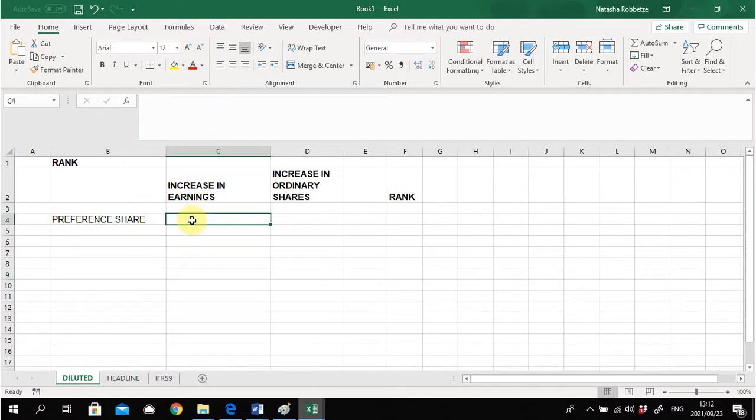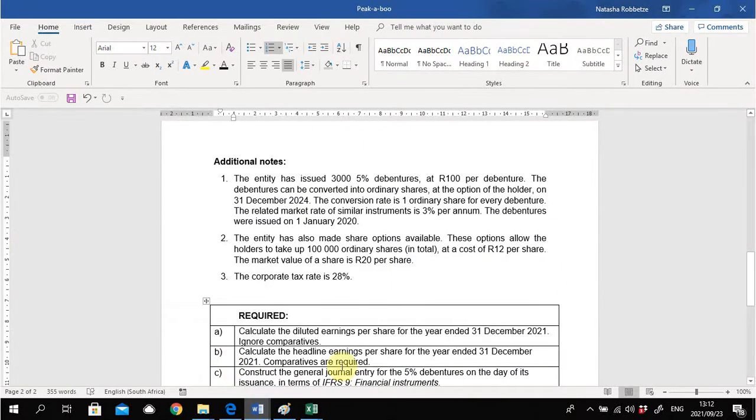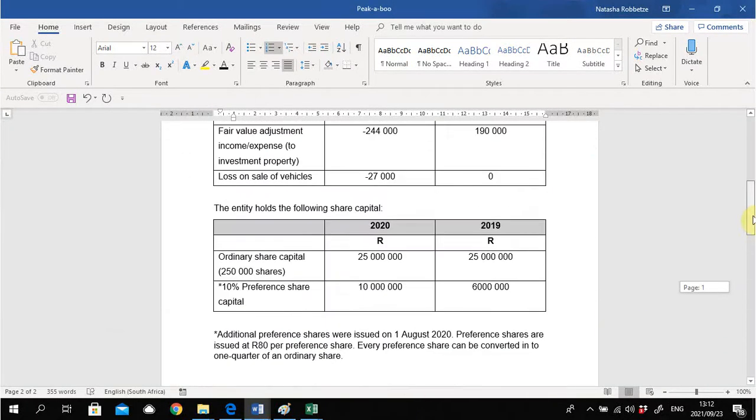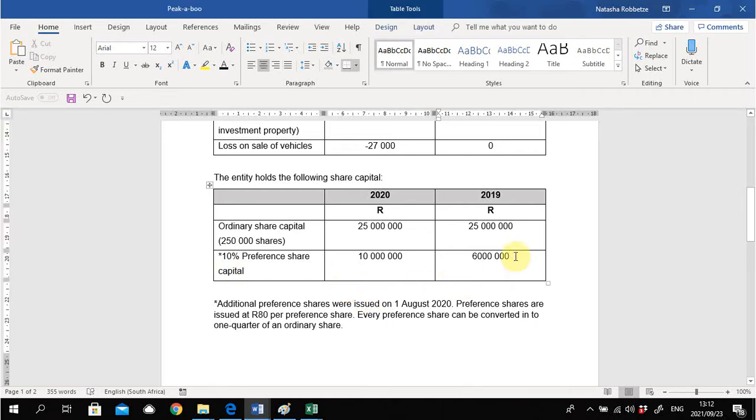The first item that I see in this question which is potentially dilutive are the preference shares. Here we need to calculate what the preference share dividends were. Going back to the question, we have 80 Rand preference shares at a 10% return. So we will have to split our calculation because 6 million Rands worth of preference shares would already have been there at the beginning of the year. And then on the 1st of August, they would have issued an additional 4 million Rands worth of preference shares to get to the 10 million.